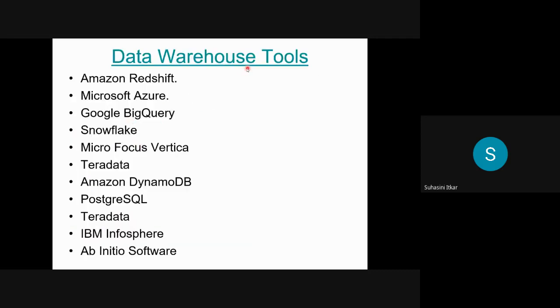Then we discussed the data warehouse tools. Pre-processing tools are separately available.